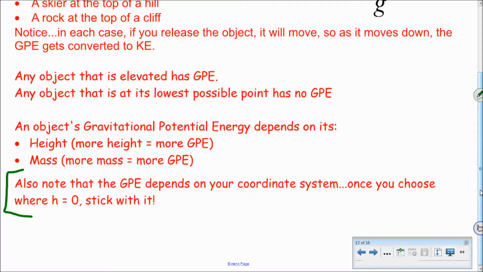Notice your GPE is going to depend on your coordinate system. In other words, where you choose your height of 0 is going to be important, right? Again, I will always choose the lowest point in the problem to be a height of 0. If you choose something different, you'll get a different value for the GPE, but usually calculating the GPE is just a means to calculate something else. And regardless of where you pick your h equals 0, you'll get the same answer at the end of the problem. So you'll see what I mean after we get to the next couple sections. It shouldn't be an issue up until then. All right, questions?